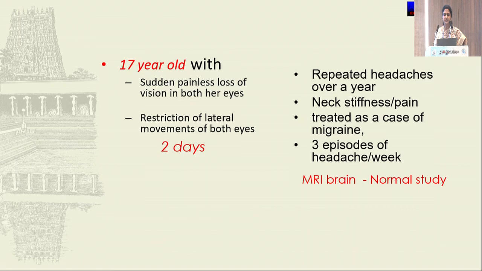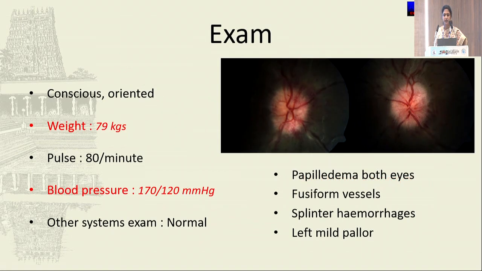A 17-year-old woman with sudden painless loss of vision in both her eyes, and restriction of lateral movements of both eyes of 2 days duration. She had repeated headaches over a year, neck stiffness, and a little bit of pain, treated as a case of migraine, which is quite common, with 3 episodes of headache per week. An MRI was done obviously, and it showed a normal study. On examination, the patient was otherwise normal, with a weight of about 79 kgs, which is to be noted, and a blood pressure of 170 over 120. Other systemic examination was normal.